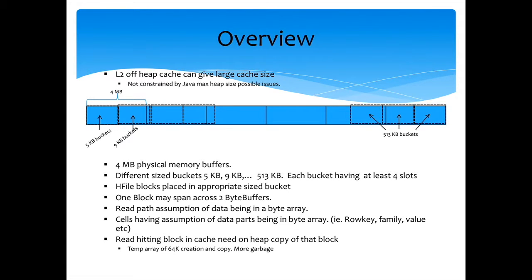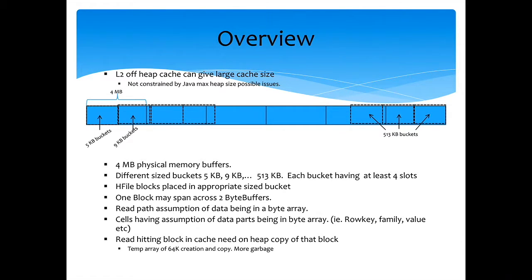And not just this, there is another issue for why we have to copy. The entire read path had an assumption that the HFile data is backed on heap in a byte array, because in many places we deal with byte arrays. So if the HFile block data which is being cached is in the off-heap area, there is no other go. You have to copy it.